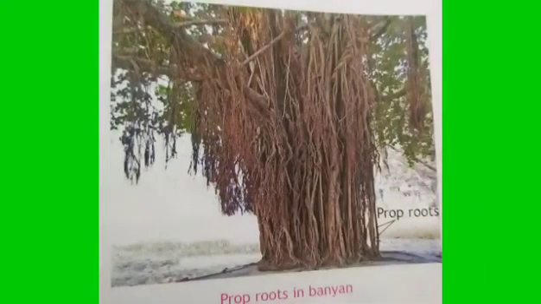Next we come to the prop roots. Banyan trees have roots growing out of their branches. These roots grow downwards and enter the soil. Then they grow thick and act like pillars. They are called prop roots because they prop up, support the tree.